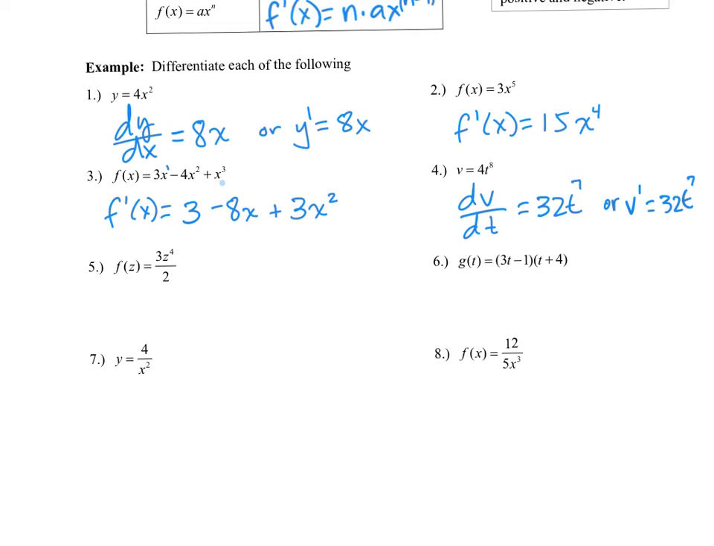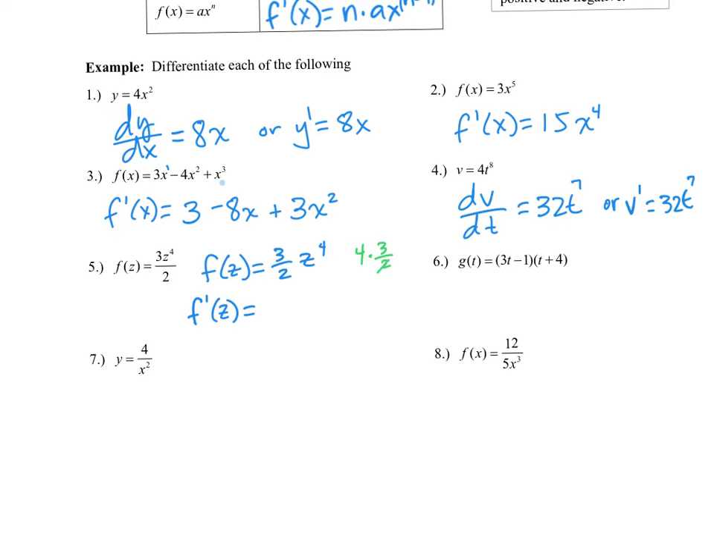F of z equals 3z to the 4th over 2. I'm going to write that just slightly different. Let's write it like this. F of z equals 3/2 z to the 4th. So that way it's a little bit clearer that the coefficient of this z term is 3/2. So what we're going to do to find f prime of z, to find the derivative, we're going to take 4 around front and multiply it by 3/2. So I'm just going to do this work over here. 4 times 3/2.